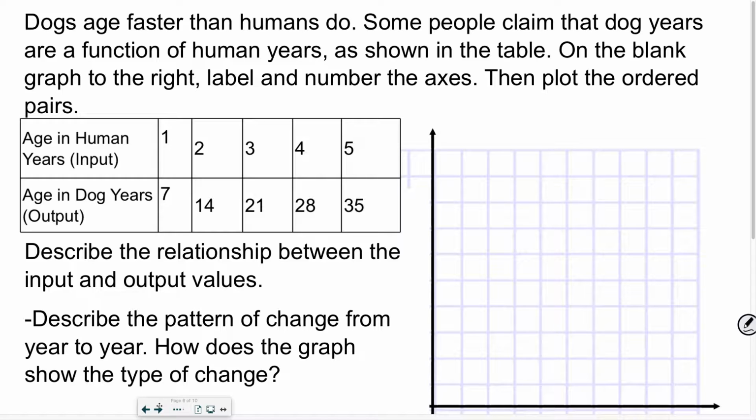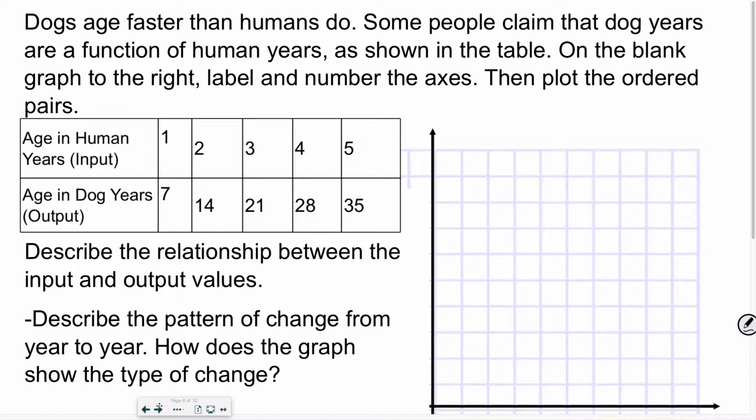Is there a rule here? Can we find it? For every year, for every what kind of year? For every human year, a dog is 7 years. The dog is 7 years. Yeah, so for every one human year, the dog is 7 years.